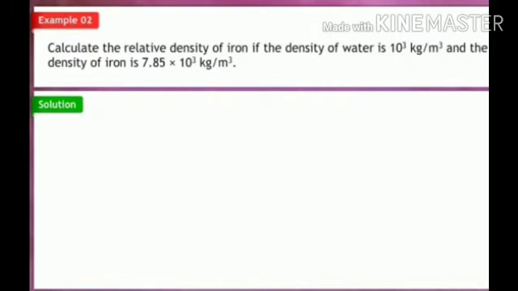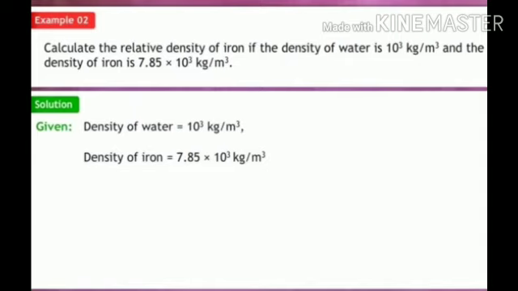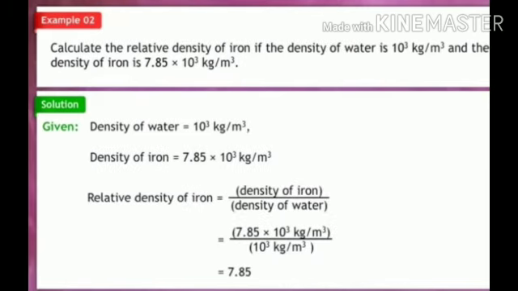Now example number 2. Calculate the relative density of iron if the density of water is 10 raised to 3 kg per meter cube and the density of iron is 7.85 into 10 raised to 3 kg per meter cube. Now given density of water is 10 raised to 3 kg per meter cube and density of iron is 7.85 into 10 raised to 3 kg per meter cube. Since relative density of iron is density of iron upon density of water, now this is the formula.